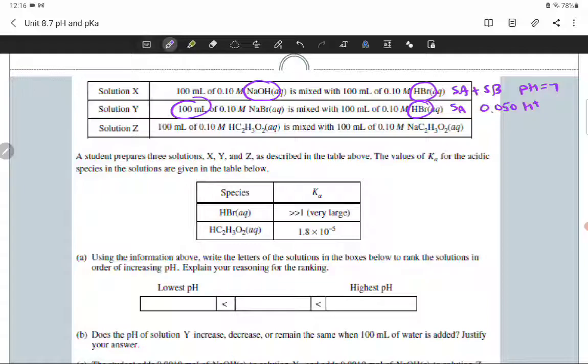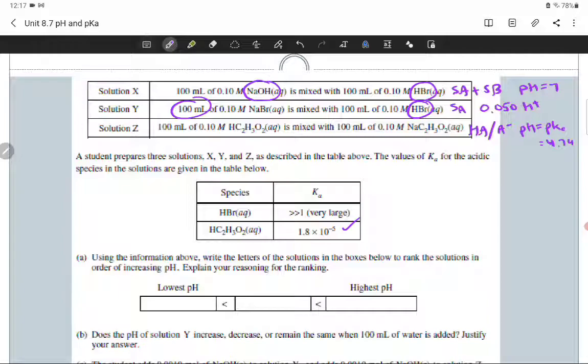And then solution Z has a weak acid and its conjugate base. So that's a buffer. And its pH is going to be its pKa. We do have a Ka, so that's going to be 4.74. You would just take the negative log of 1.8 times 10 to the negative fifth. And we've used acetic acid enough that I think you might remember that that's the value for the pKa. Okay, so let's rank these.